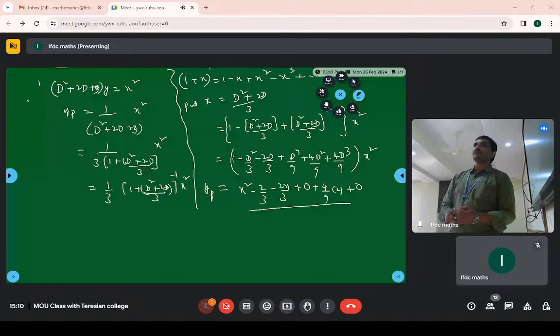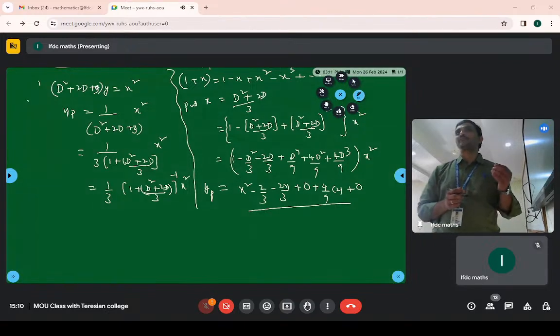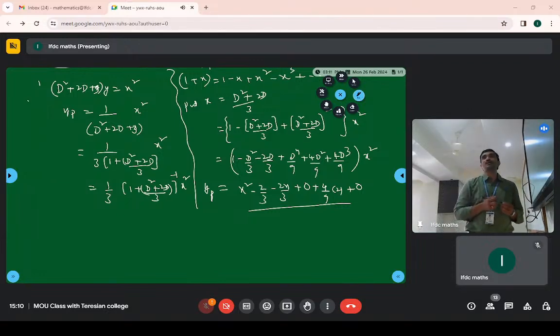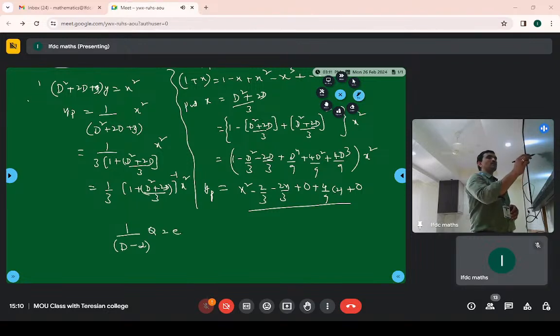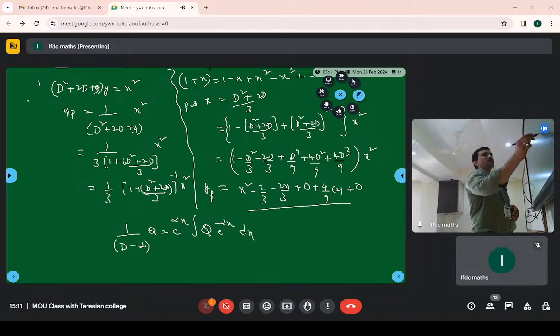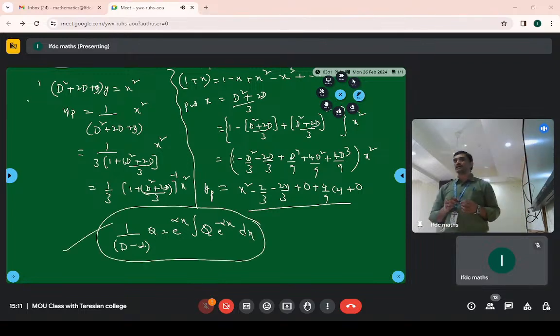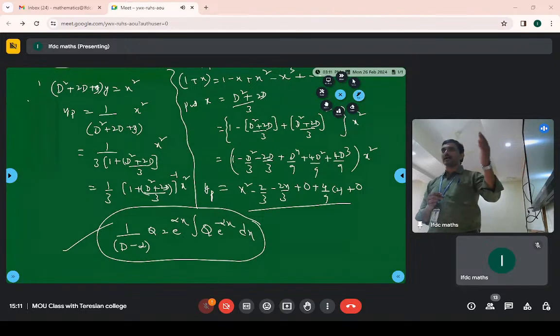Are you clear now? The first model I am talking about is b into e^(ax), or constant terms, which will come under the first model. b sin ax or b cos ax will come under the second model. Especially if tan, cot, secant, cosecant comes, you have another formula which I told you earlier: 1/(D - α) into Q is equal to e^(αx) into ∫Q e^(-αx) dx, one of the important formulas.